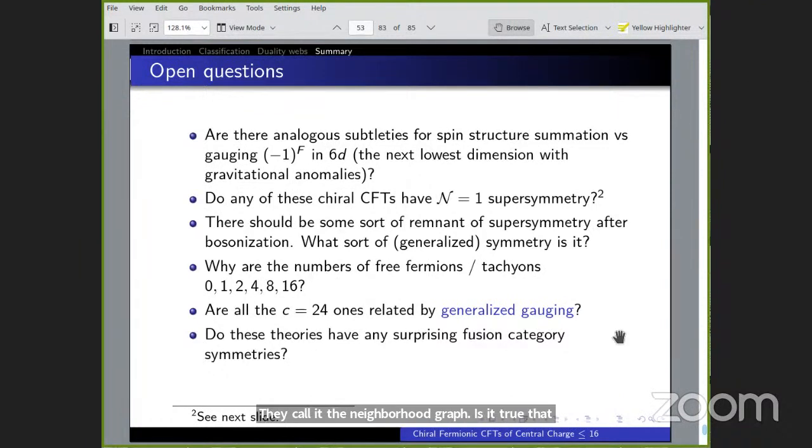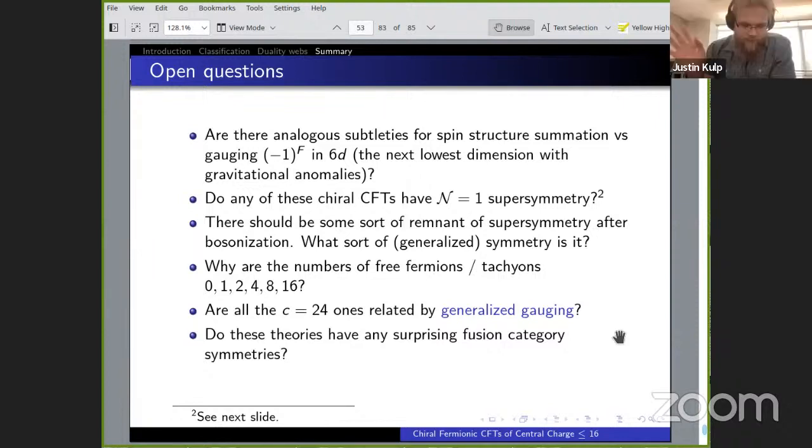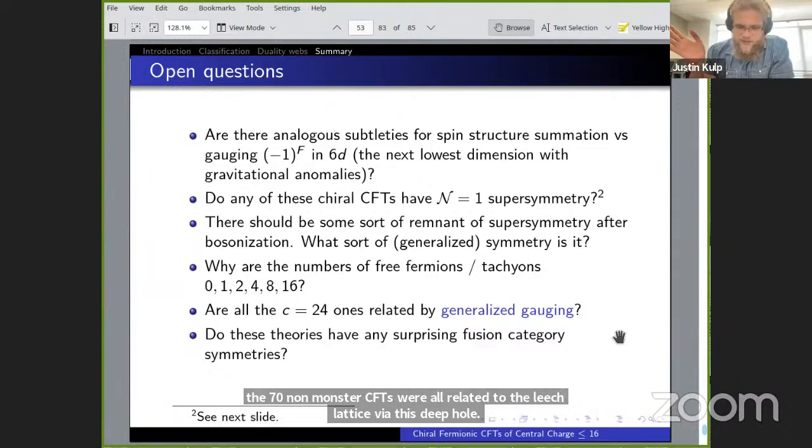Sorry. I honestly was just looking into this the other day. So my impression was that, just for bosonic theories, there's 71 such theories, except for possibly, ignoring the possible existence of fake monsters. So basically all of the 70 non-monster CFTs were all related to the Leech lattice via this deep hole construction, this generalized deep hole gauging or something like this.